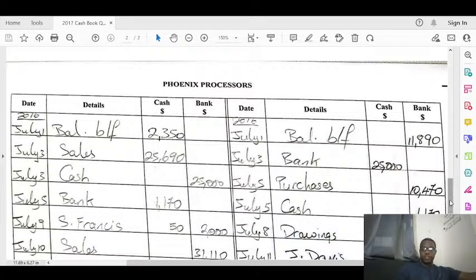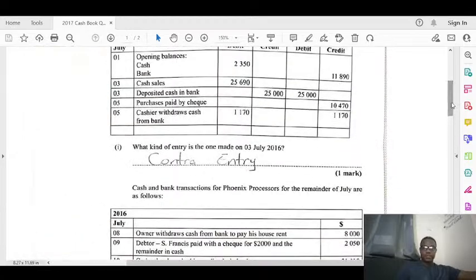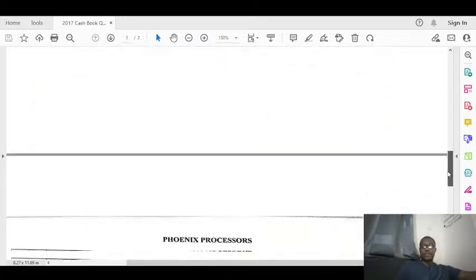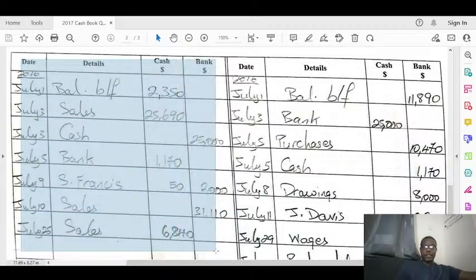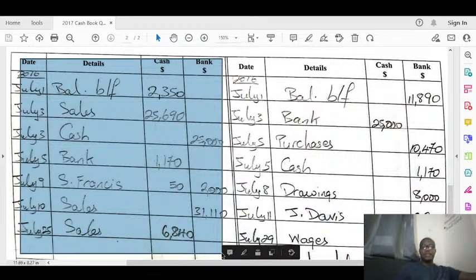The first entry, July 3, says cash sales 25,690. It means that you're selling goods and you're receiving cash. So that will be placed on the debit side of the cash book. Now you have to remember the principle of the cash book, people. This is the debit side of the cash book, the left hand side. This side records cash or checks received by the business. Make sure you remember that.